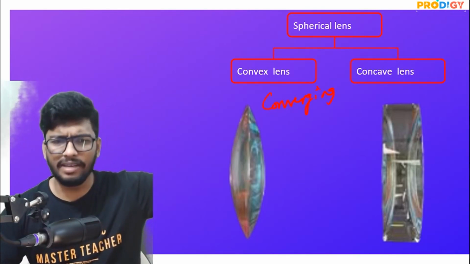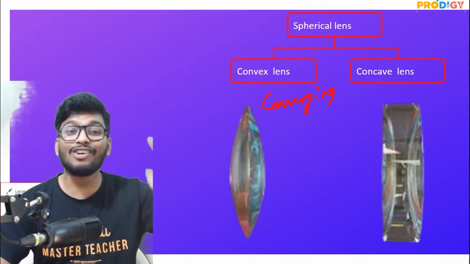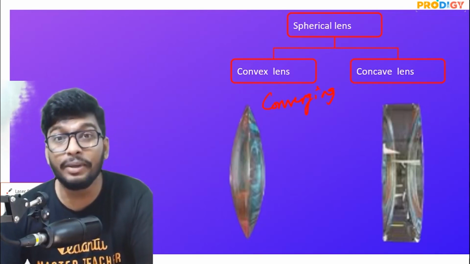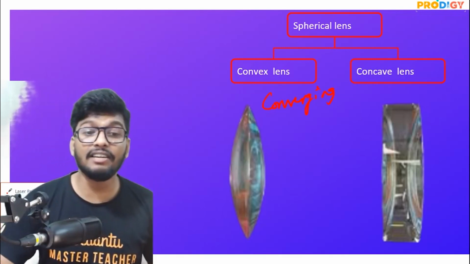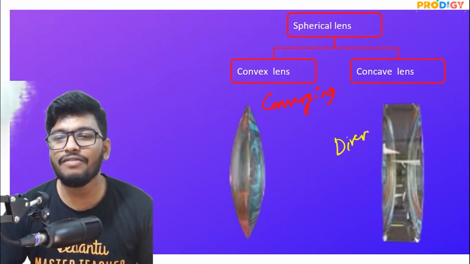Remember guys, in the case of mirrors, the concave mirror was the one that was converging and convex was diverging. Here it's going to be the opposite. The convex lens is the converging lens and your concave lens would be the diverging lens.